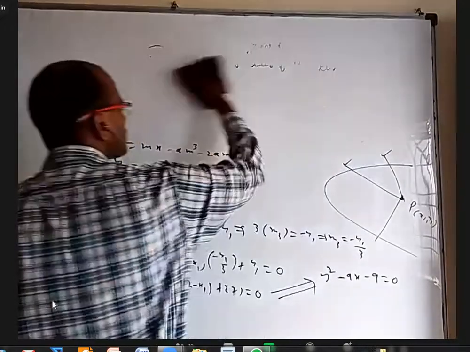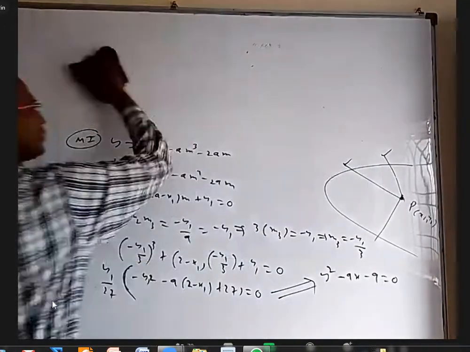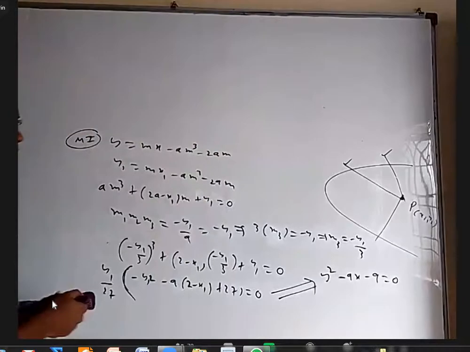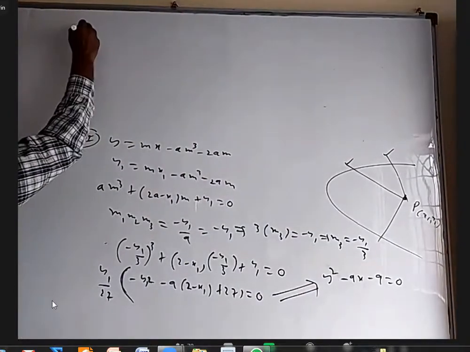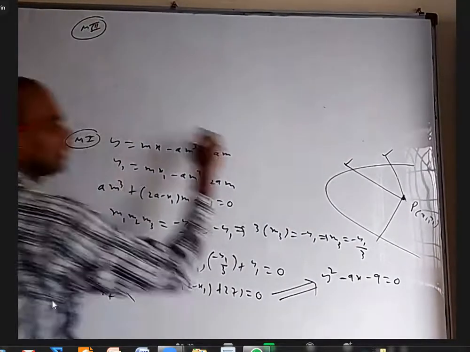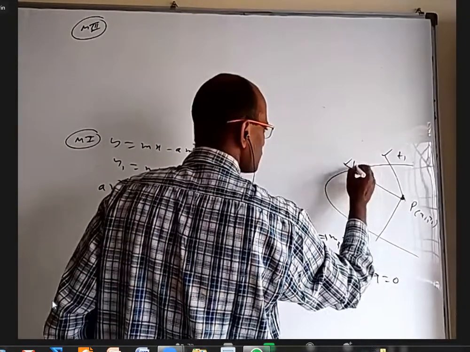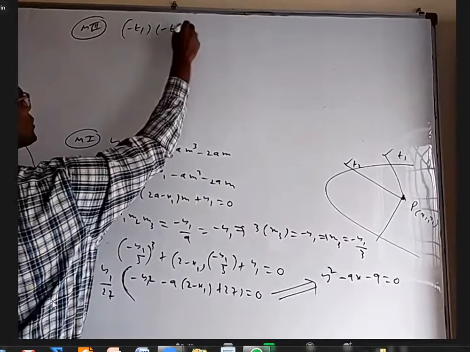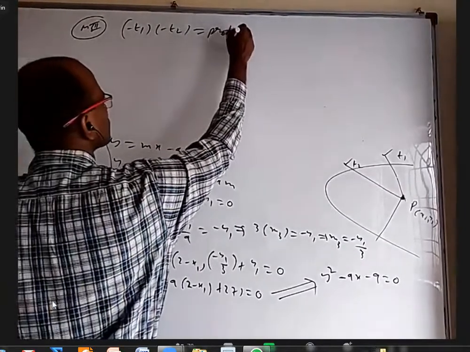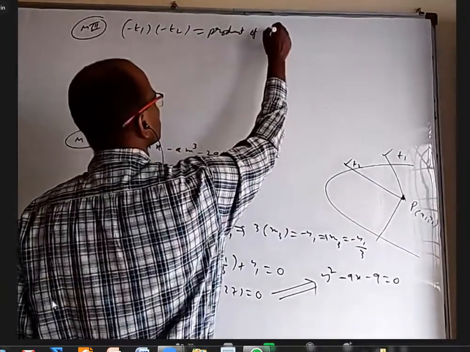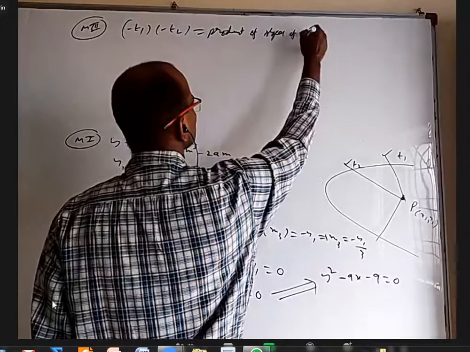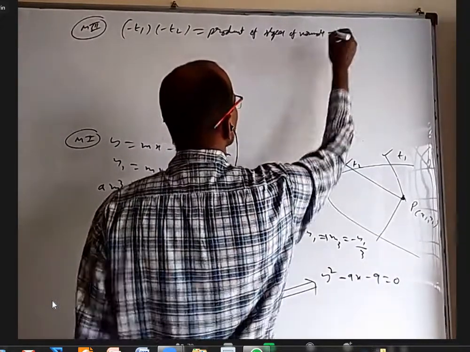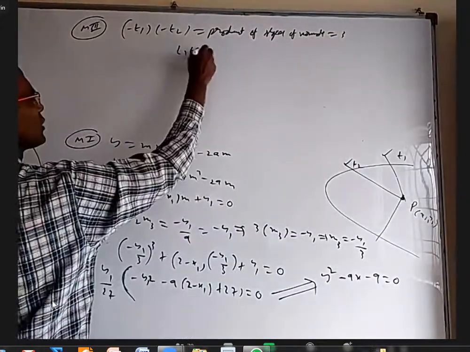Anybody any doubt in method 1? Please, if you have a doubt, let me know, I can explain once again. Okay, method 2. I'll take this as t1, this as t2. Minus t1 into minus t2 is the product of slopes of normals, which is equal to 3. So t1 t2 equal to 3.